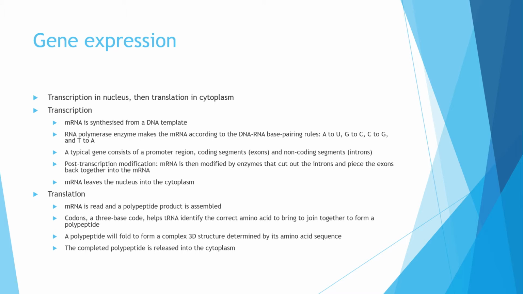This then leaves the nucleus into the cytoplasm. In translation, mRNA is read and a polypeptide product is assembled. Here, codons, a 3-base code, help tRNA identify the correct amino acid to bring to join together to form the polypeptide, which will then fold to form a complex 3D structure determined by its amino acid sequence. This completed polypeptide is then released into the cytoplasm.